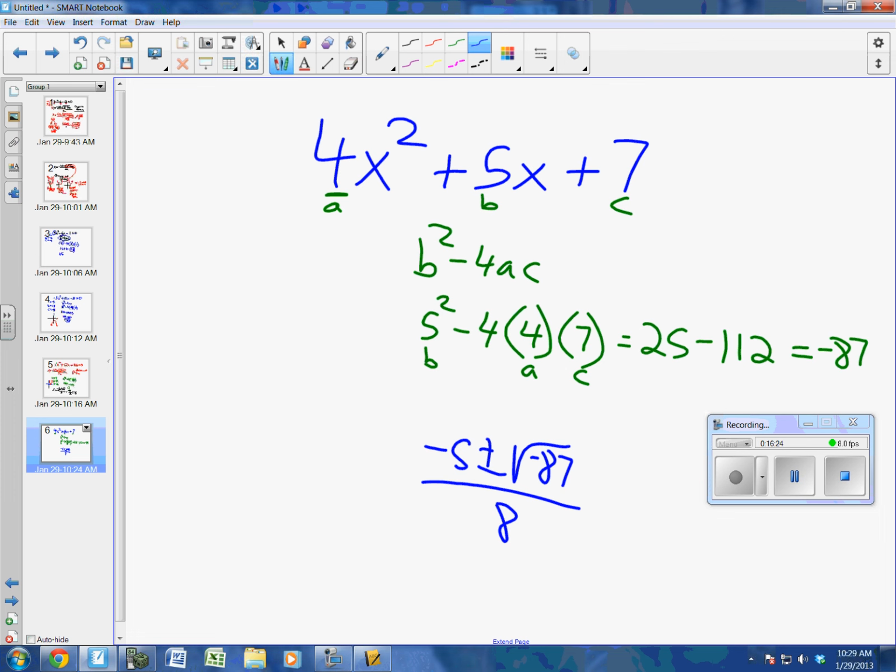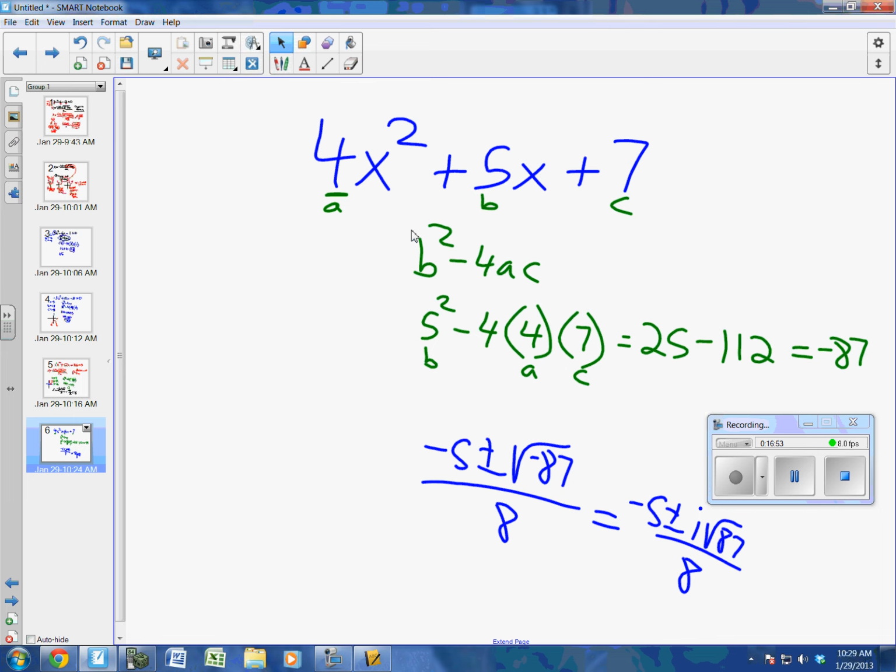Now, the problem is I'm taking the square root of a negative number. Do you remember those are imaginary numbers? That's really negative 5 plus or minus i square root of 87 over 8. You weren't here the first year, but the first year we learned about imaginary numbers. When you take the square root of a negative number, you get an imaginary number. i is what we call the imaginary unit. Whenever you see the square root of a negative number, you put an i out in front. That's called the imaginary unit.